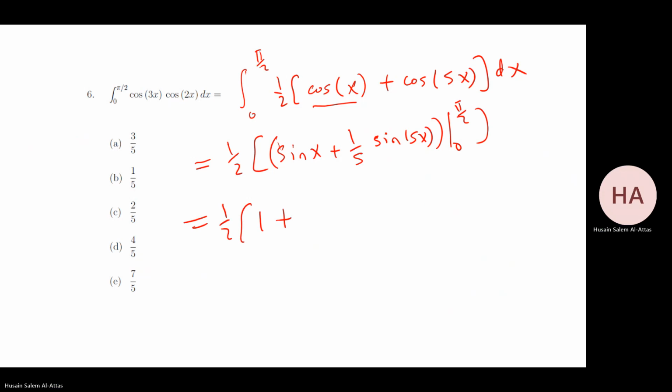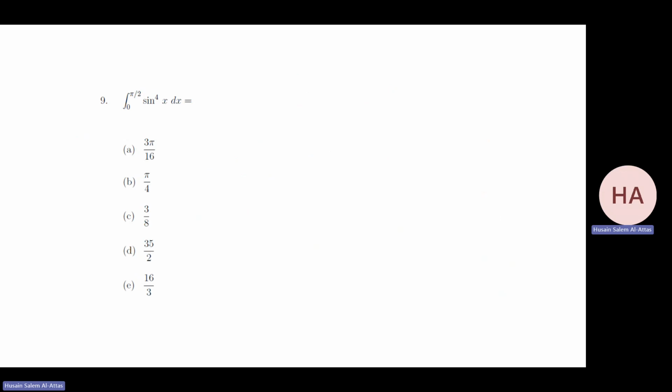That will be half times 1 plus, what? Sine pi over 2 is 1. Sine 5 pi over 2 is back in the first quadrant, because it is 2 pi plus pi over 2, so that will be plus 1 over 5. So I have half times 6 over 5, which gives me 3 over 5. When you apply the 0, that will be 0. Okay, that will be 3 over 5.